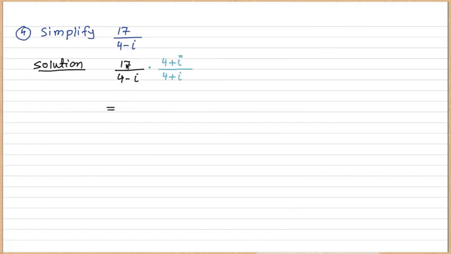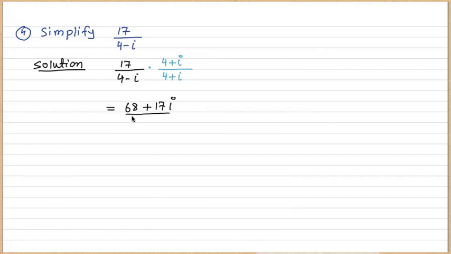Now see what happened in the numerator? When you have two fractions in multiplication, you multiply numerator with numerator. So it will be 17 times 4, and then we are also doing 17 times i. First thing is 17 times 4, which is 68. And then 17 times i, that is 17i. That's what we get in the numerator.